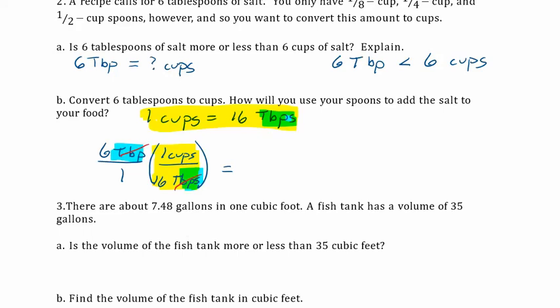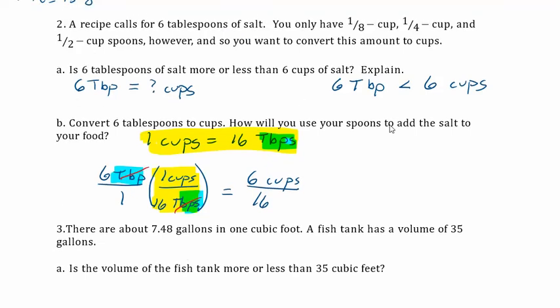Let's multiply straight across. We've got 6 cups in the top, and then we've got just 16 in the bottom. Let's not put this in a decimal because the question is asking us about using these cups up here, an eighth of a cup, a quarter of a cup, or a half a cup. So let's reduce this fraction down. 6/16 is going to reduce down to 3/8 of a cup. So how could we use our cup measuring tools to come up with 3/8 of a cup of salt, which will be equivalent to 6 tablespoons?